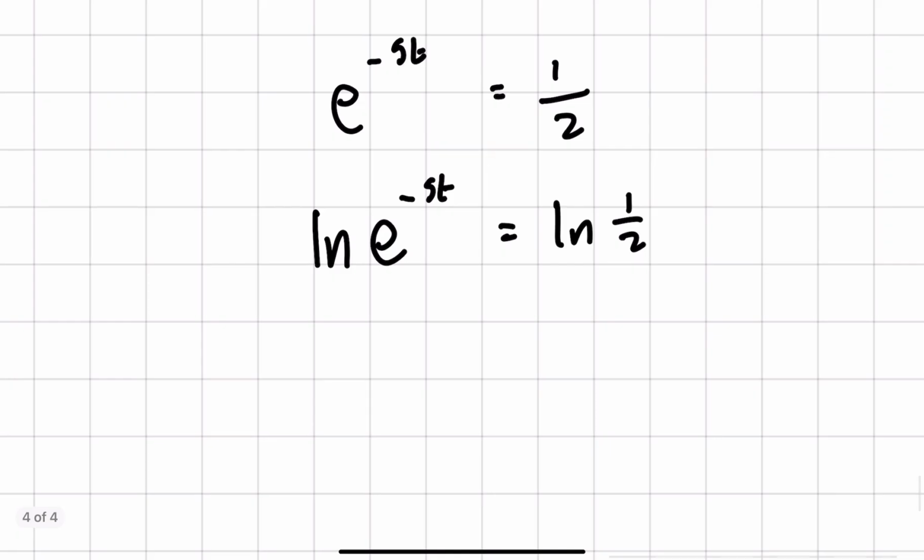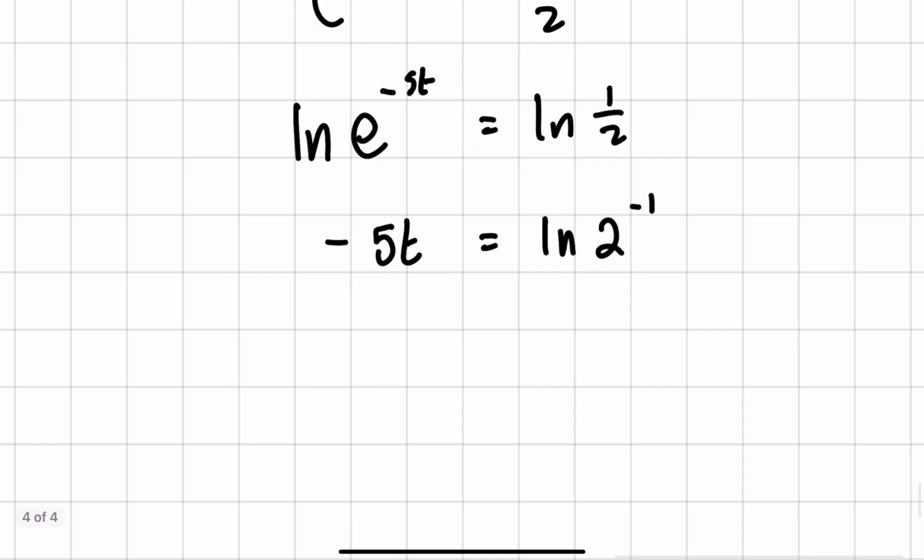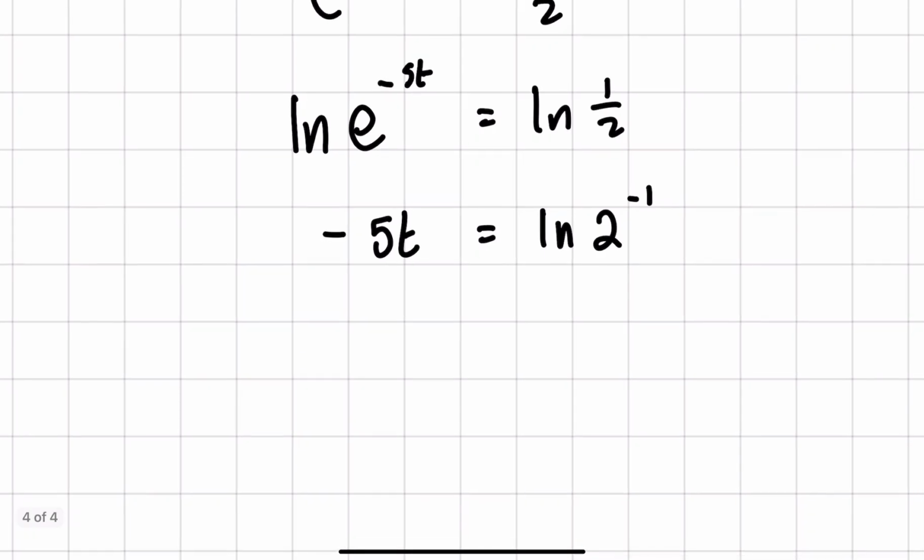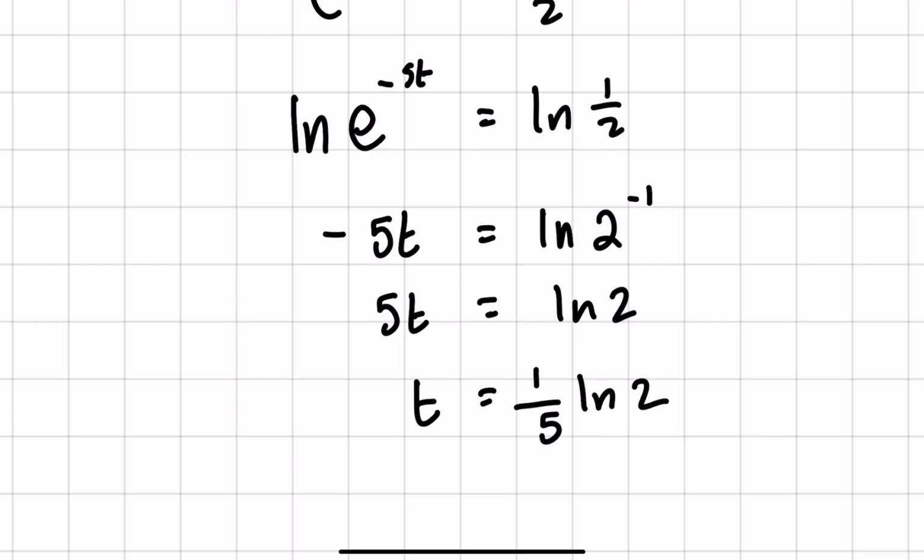So minus 5k equals natural log of a half. Half is 2 to the negative 1. To bring the power over, 5k equals natural log 2. So k equals 1/5 natural log 2. Okay, fantastic.